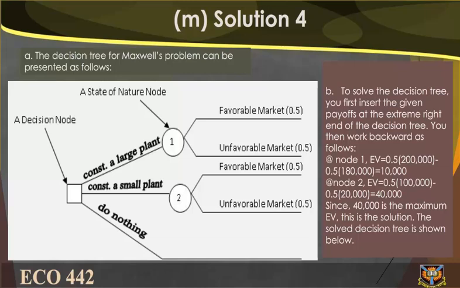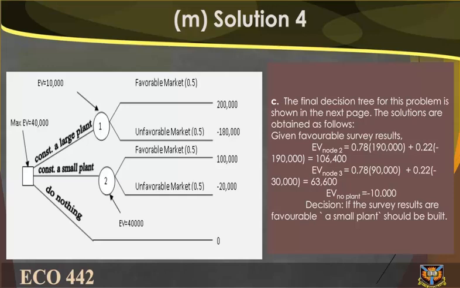At node 1, EV equals 0.5 times 200,000 minus 0.5 times 180,000, which equals 10,000. At node 2, EV equals 0.5 times 100,000 minus 0.5 times 20,000, which equals 40,000. Since 40,000 is the maximum EV, this is the solution. The solved decision tree is shown below. C. The final decision tree for this problem is shown on the next page.